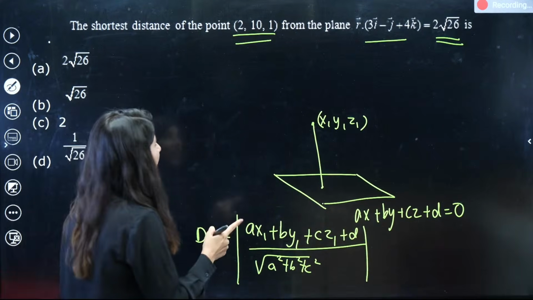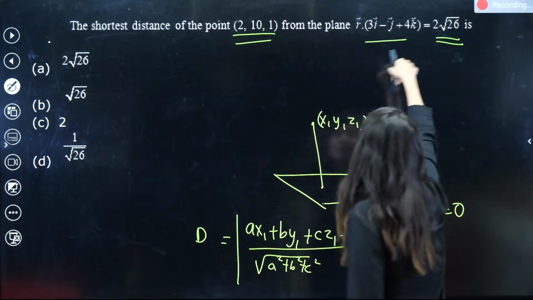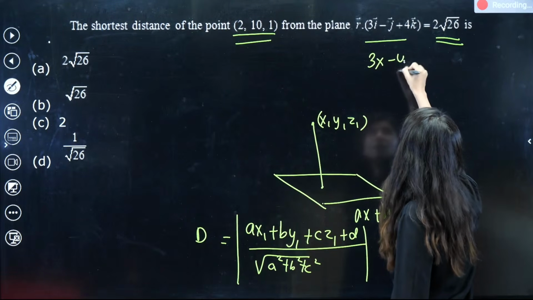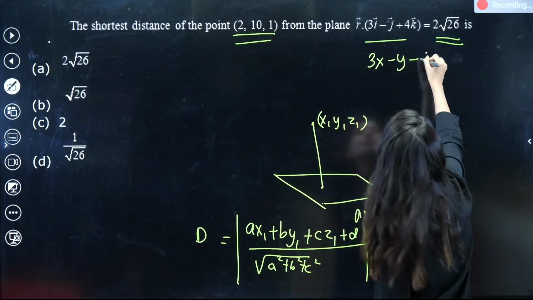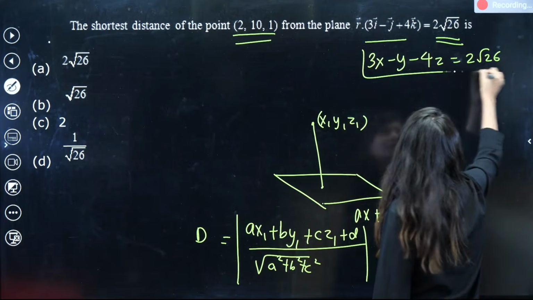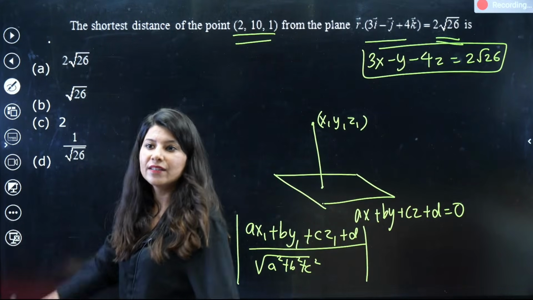Now 2, 10, 1. Can you write the equation of the plane from this? That would be 3x minus y minus 4z equals 2 root 26. This is your equation of the plane. This is your point. You just go ahead and apply the formula.